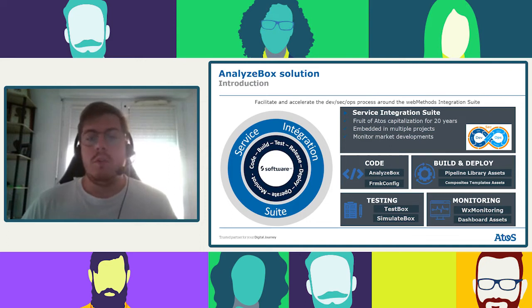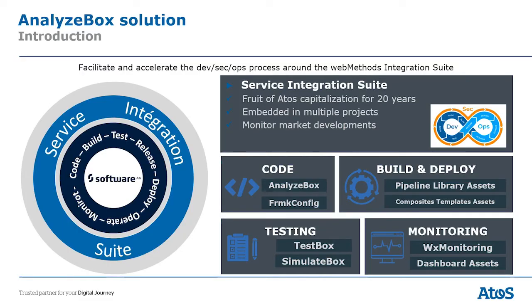So for example, you have the build and deploy pipeline asset library that is linking Jenkins, an open source solution, with ABE. And you will find as well different solutions for monitoring, testing, and coding. And today we will speak about AnalyzeBox in detail.